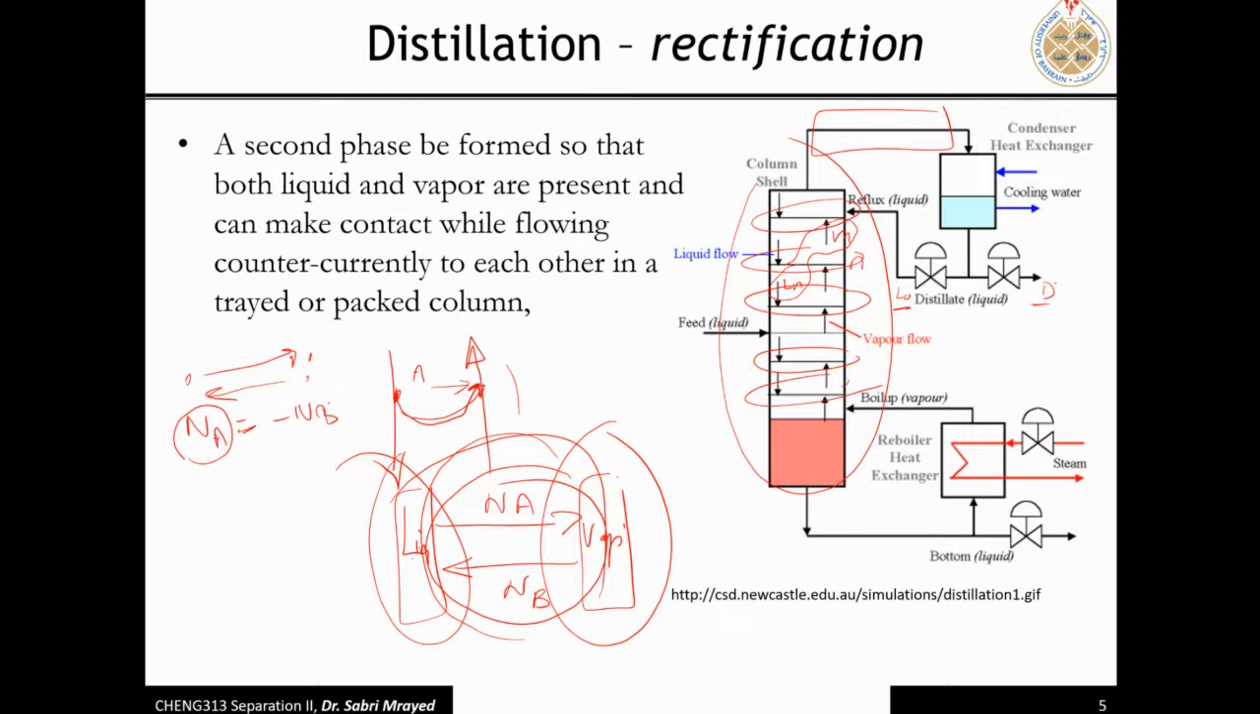In packed column, the vapor and the liquid have the chance to meet continuously from the bottom to the top. There are a few equations that you have to study in order to design. In packed column, what we calculate is the length or the height of the packing: how much height of packing is needed for this separation to achieve the requirement that we want in this separation column.